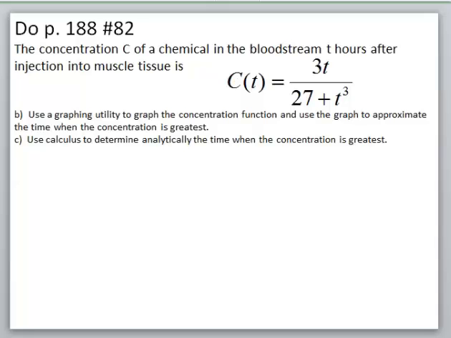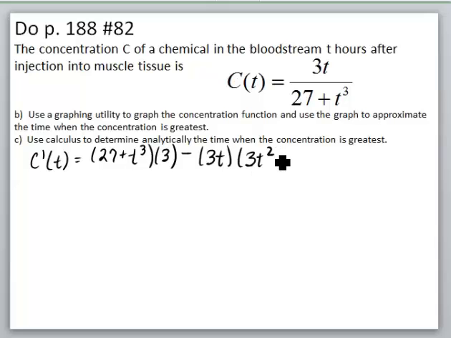The last thing we're going to do is look at that analytically, which means we're going to use our calculus, and that means that we need to take the derivative so we can find the value where it's increasing, or that critical number where it's changing from increasing to decreasing. So the derivative would be, we definitely have to use the quotient rule. Bottom times the derivative of the top minus the top times the derivative of the bottom, all over bottom squared.